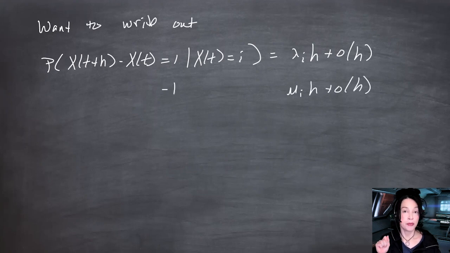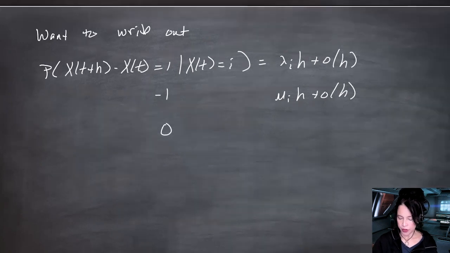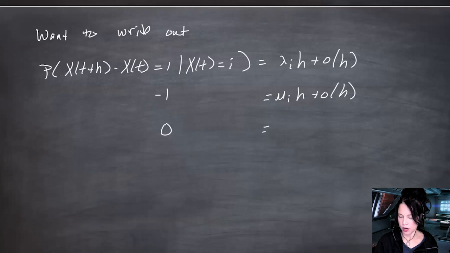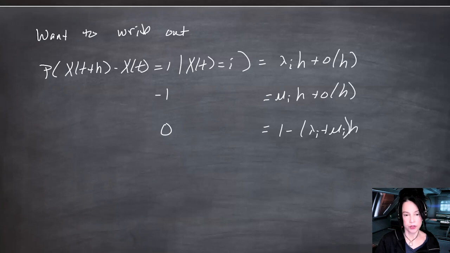So mu is the death rate per individual, but mu I is the death rate for the entire population. Right? So if everyone is racing to die, then there's going to be an overall death sooner than there's going to be an individual death for most people. So that's going to happen faster. And we want to have a change of 0 with probability 1 minus (lambda I plus mu I) h plus little o of h.